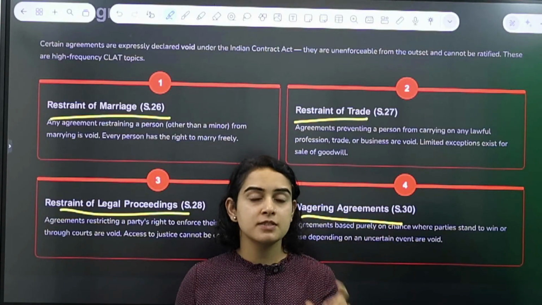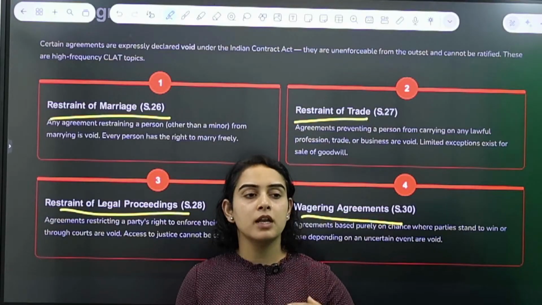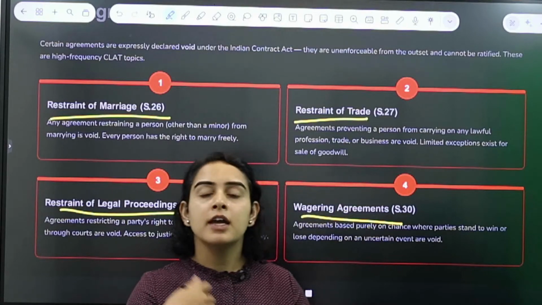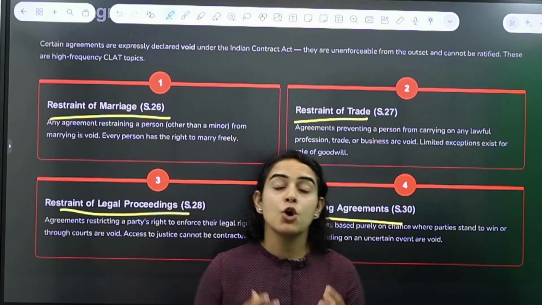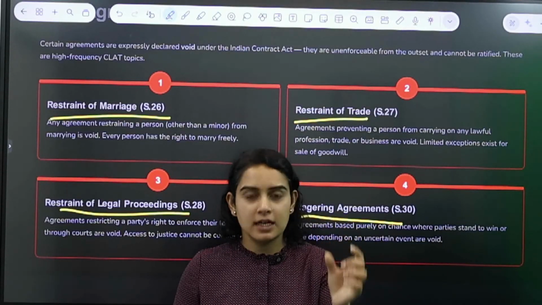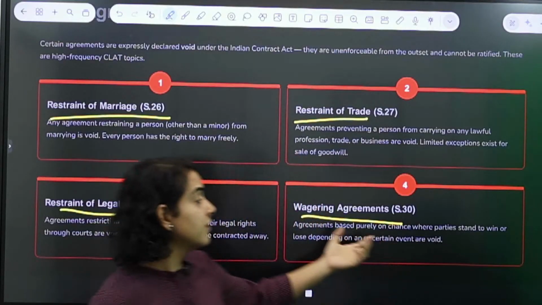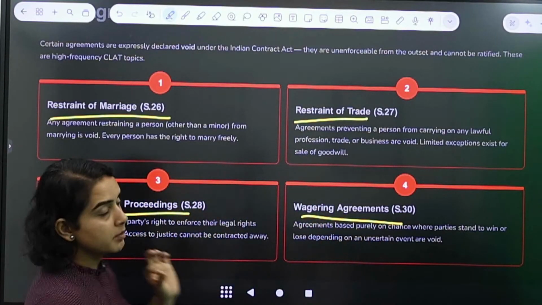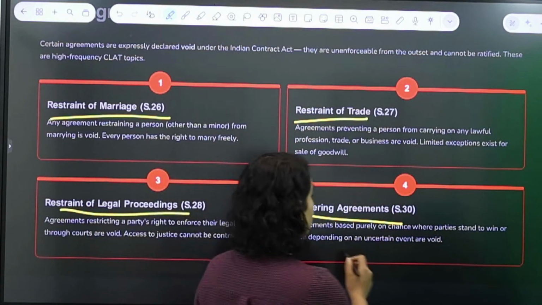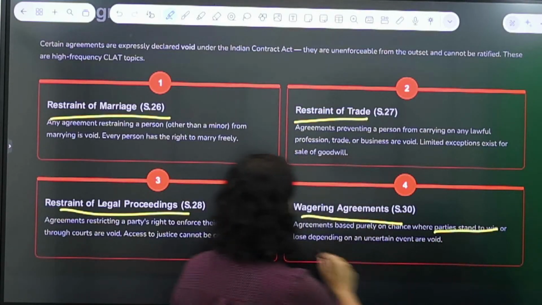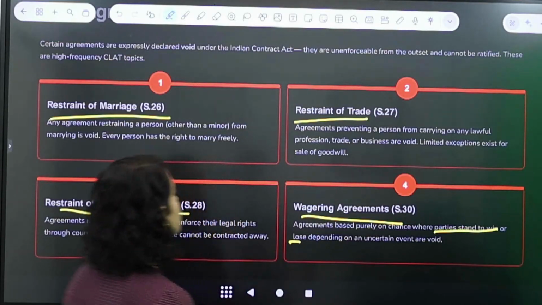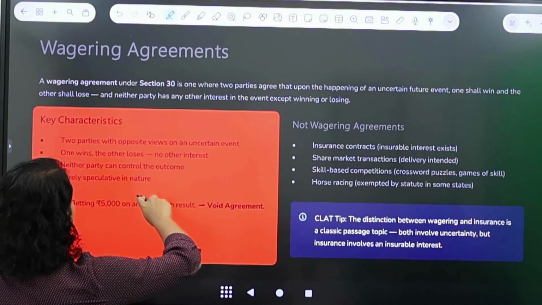So wagering agreements are those agreements where the execution of the agreement depends on any future event, any such event which is otherwise not considered legal. So all these cricket bets, all this satta thing that you might have heard, it's a wagering contract. It's not illegal, but it's a void contract all the time. Any contract where the parties stand to win or lose depending on an uncertain future event is going to be a void agreement as well.